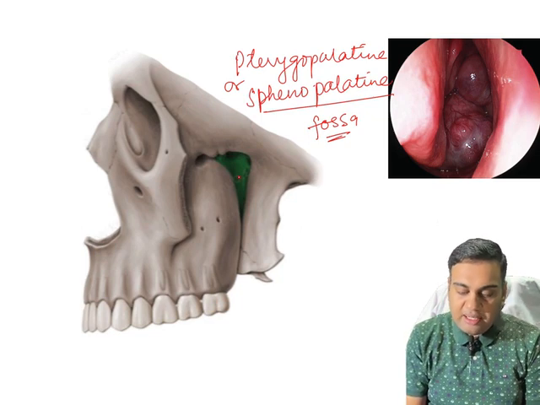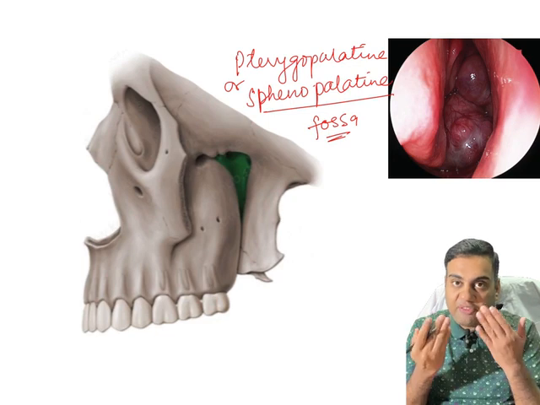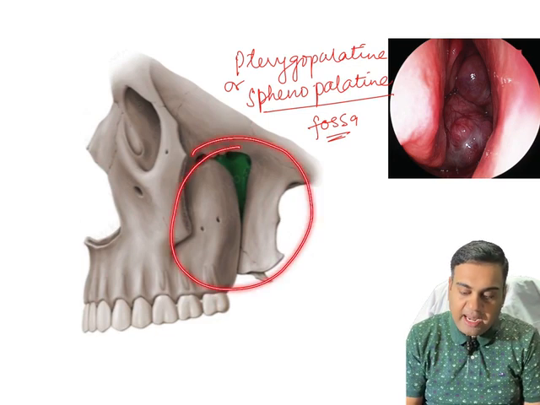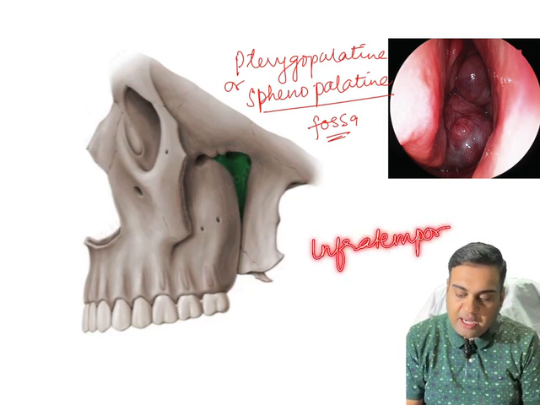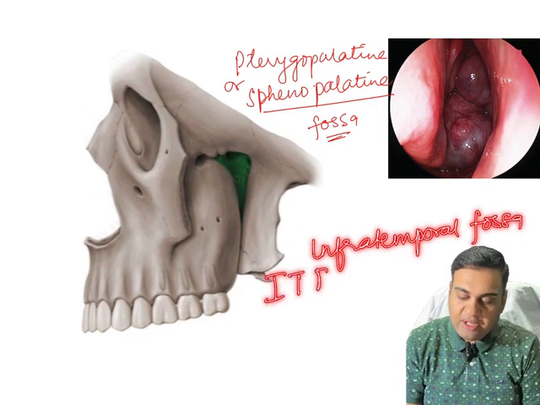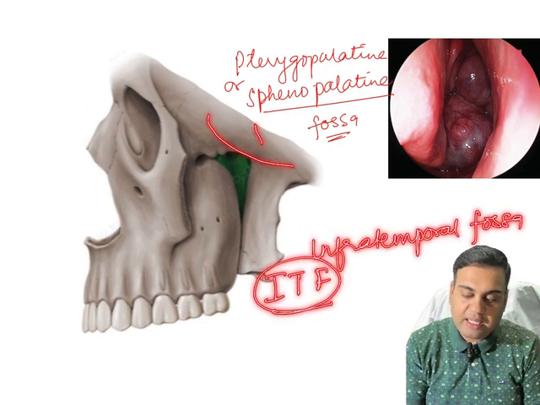Now what is lateral to this fossa, on this side? This entire space is called the infratemporal fossa. What is it called? Infratemporal fossa. Very commonly you will read the abbreviation ITF, infratemporal fossa. This is the temporal bone going.